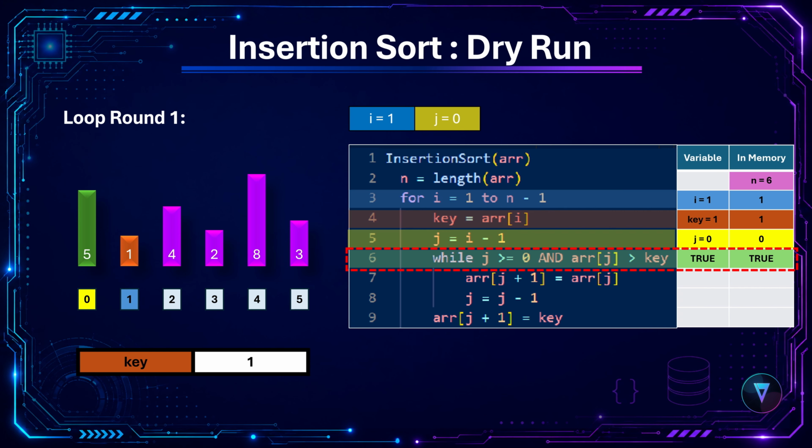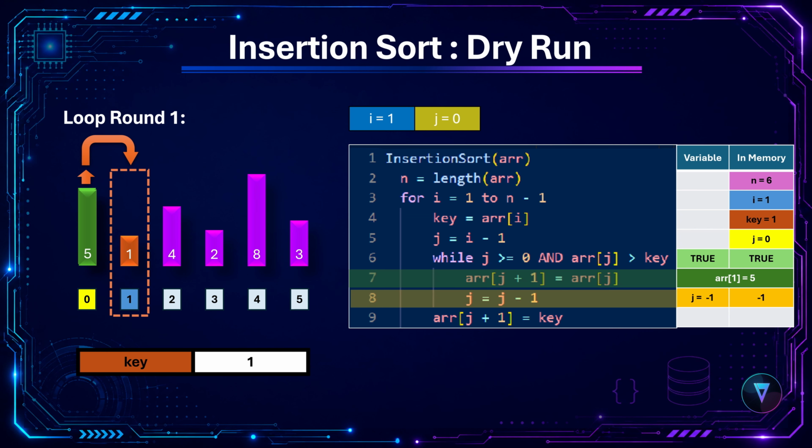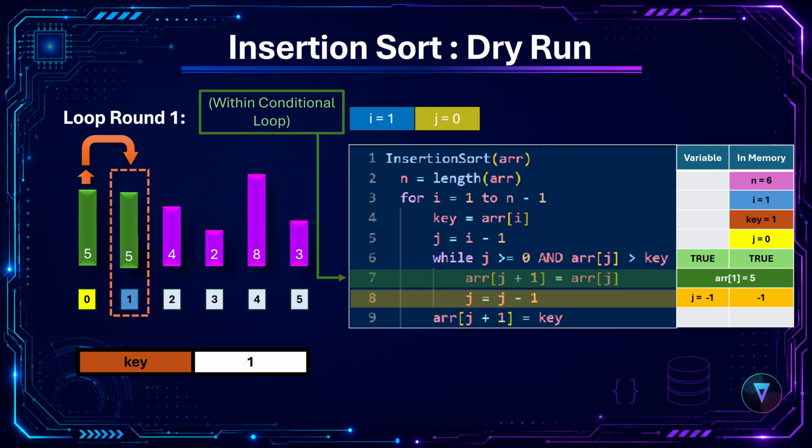At index 1, the key is 1. So key equals 1, and j points to the element before it, which is 5. Now we compare 5 with 1. Since 5 is greater than 1, 5 shifts one step to the right.